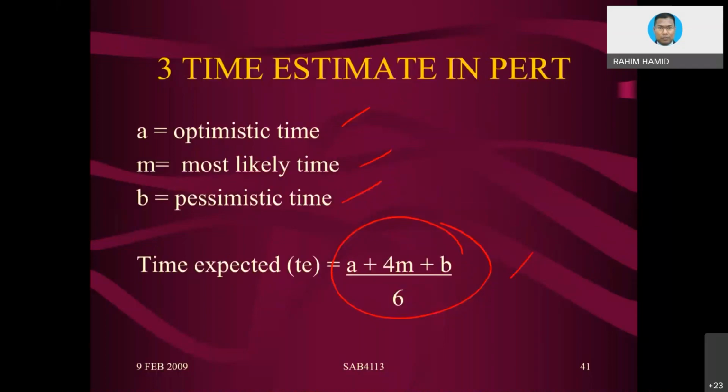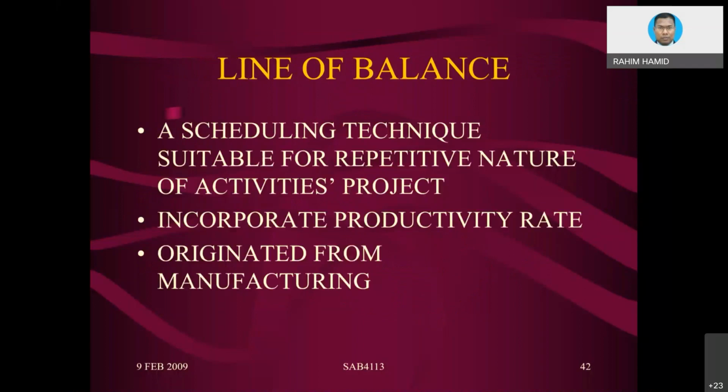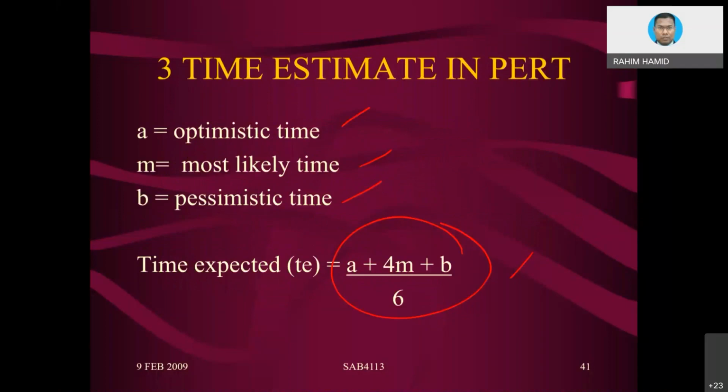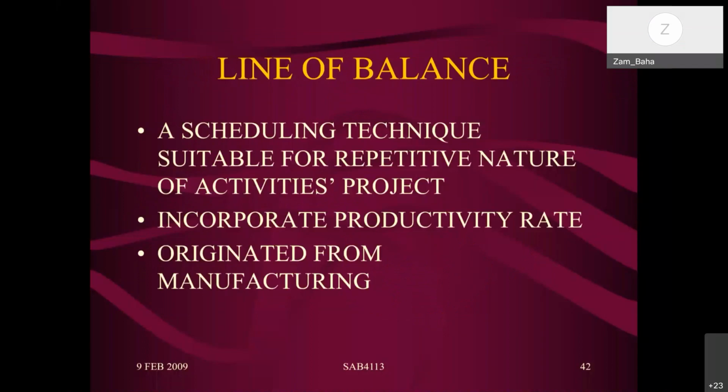And lastly, line of balance. Divided by 6 represents what? That is the formula anyway. No, no, that is the formula where you simply use that formula to come up with that number.